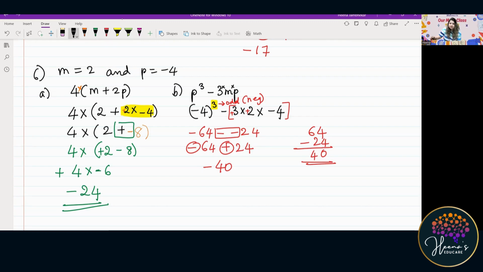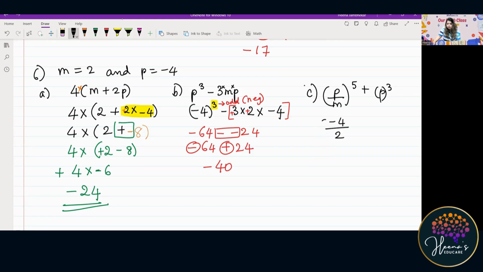Let's move on to the C sum now, which is P upon M raised to 5 plus P cube. Now, when I talk about P upon M, what is P here? Minus 4 upon 2 raised to 5 plus P is minus 4 cube.